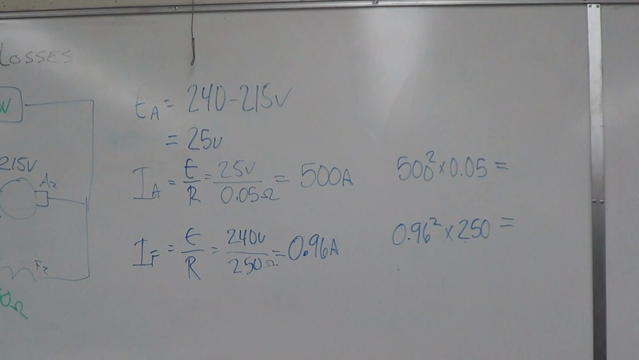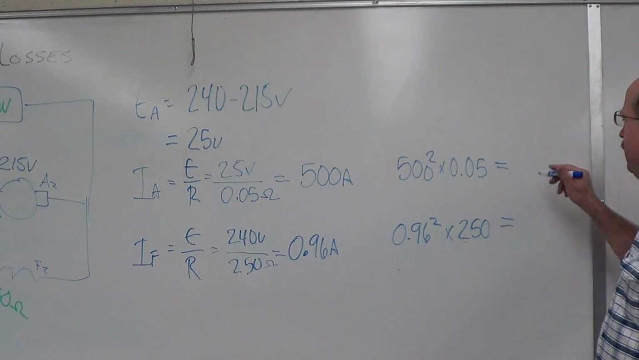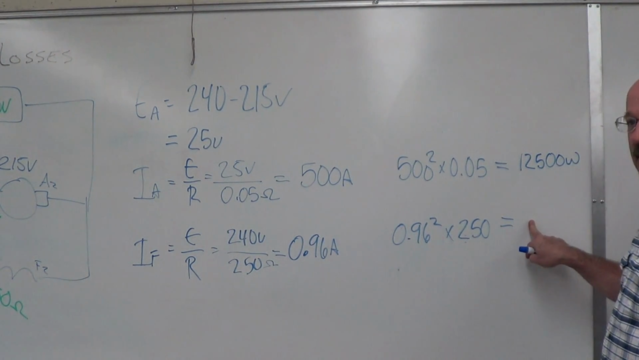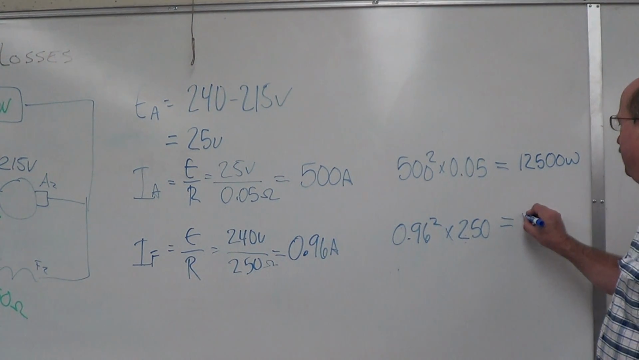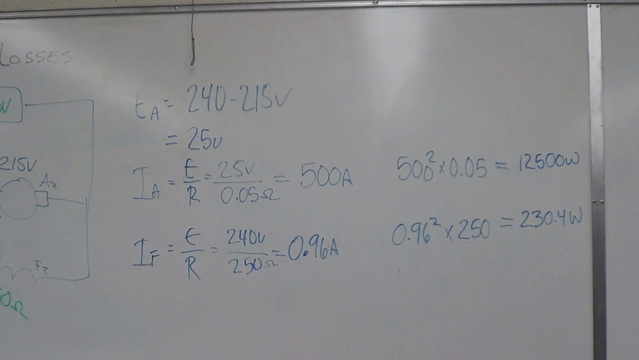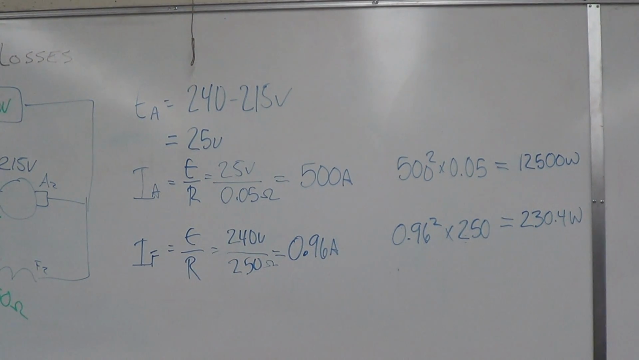What do we have for power on the armature circuit? 12,500. And 230.4 watts. I'm not saying these are real numbers, but it's showing you just the process of calculating your I squared R, your copper losses. So these are two copper losses here: copper loss in the armature circuit, and copper loss in your shunt field circuit.